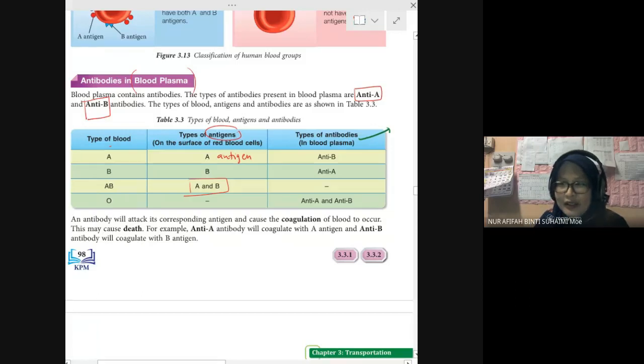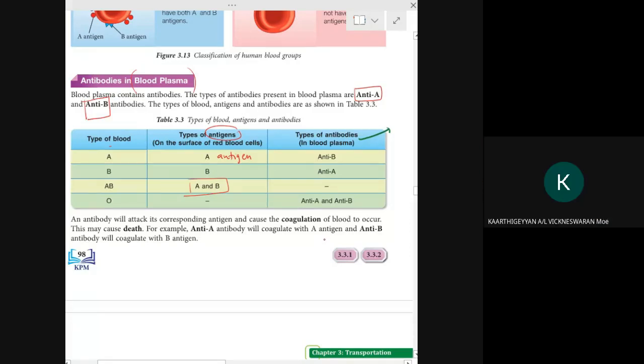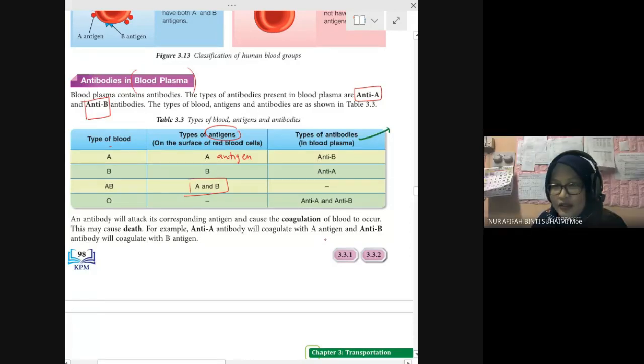Kartik, tak nampak skrin saya lagi. Dah keluar dan masuk balik ke, Kartik? I cannot help. Dah, cikgu. So still black, because everyone can see it except you.